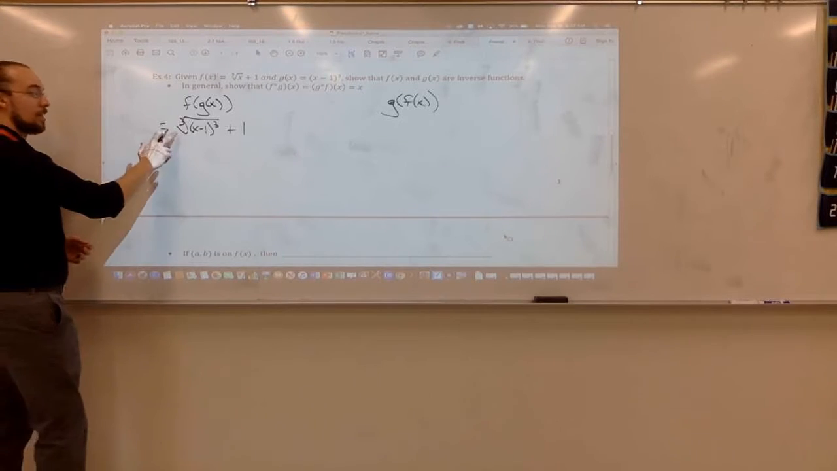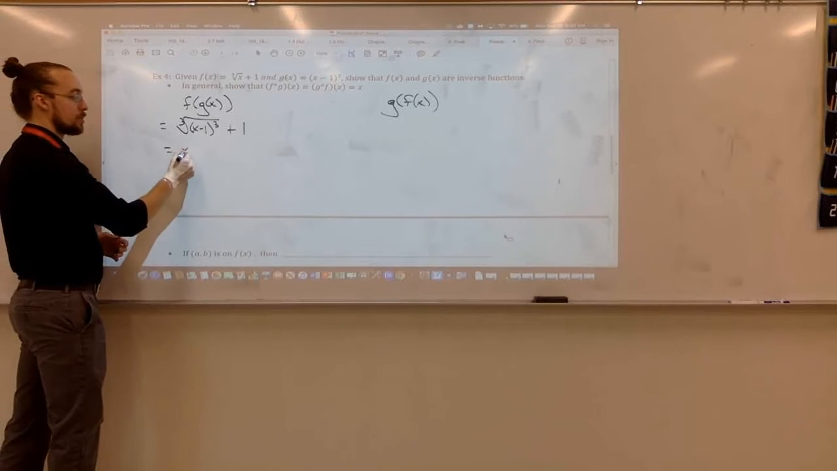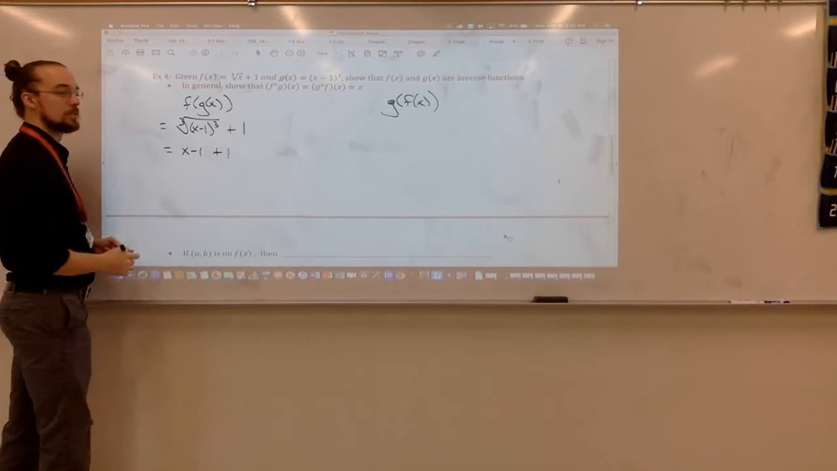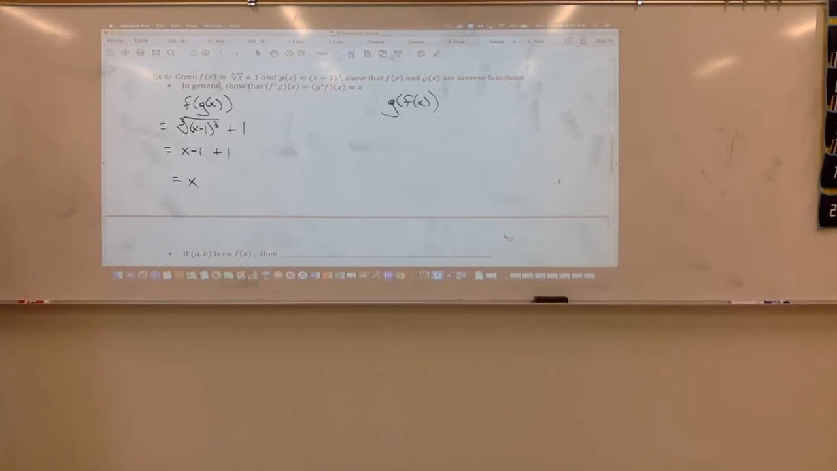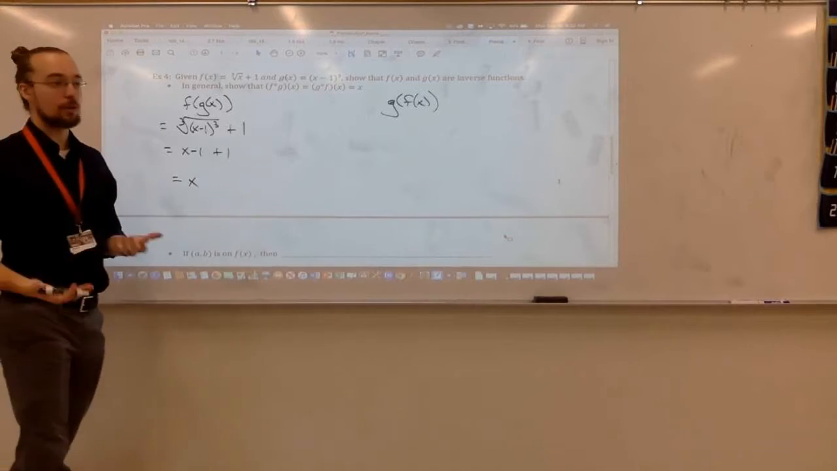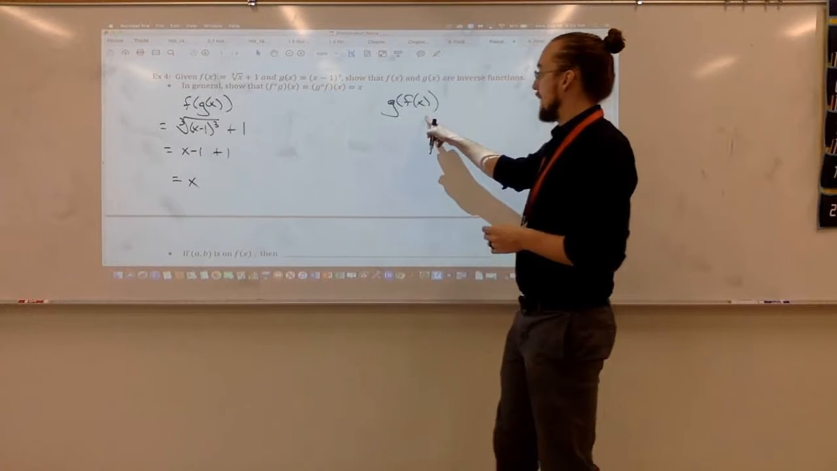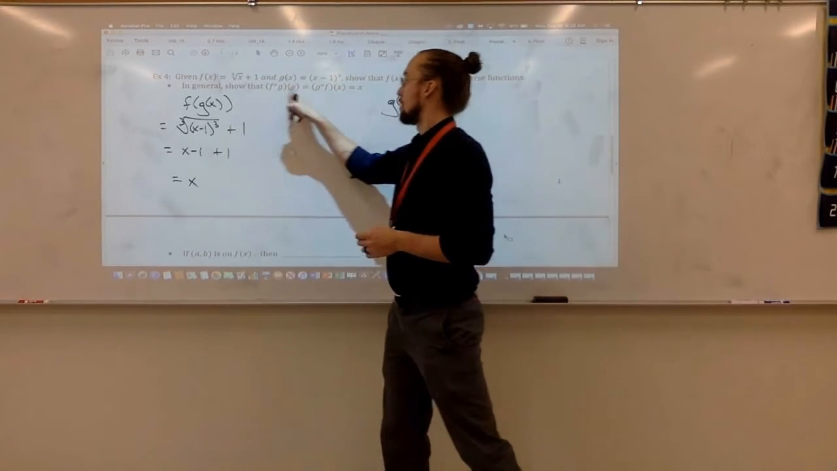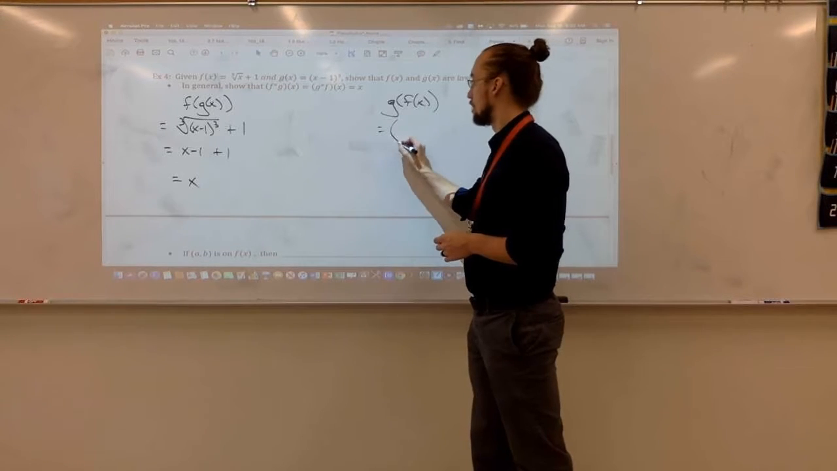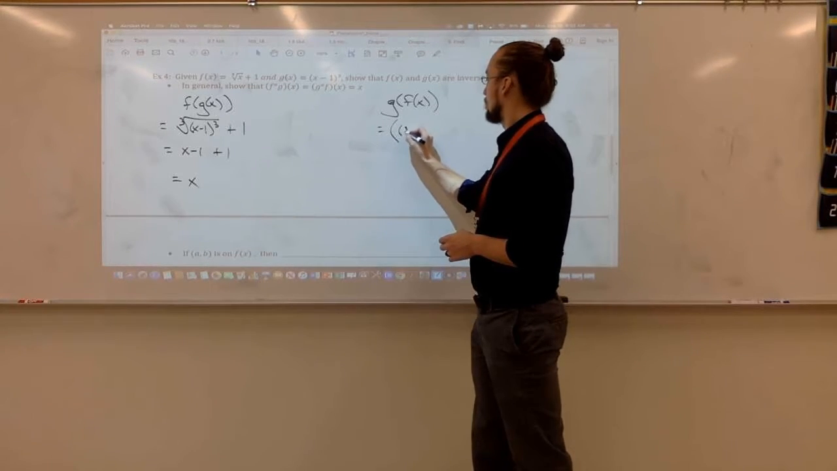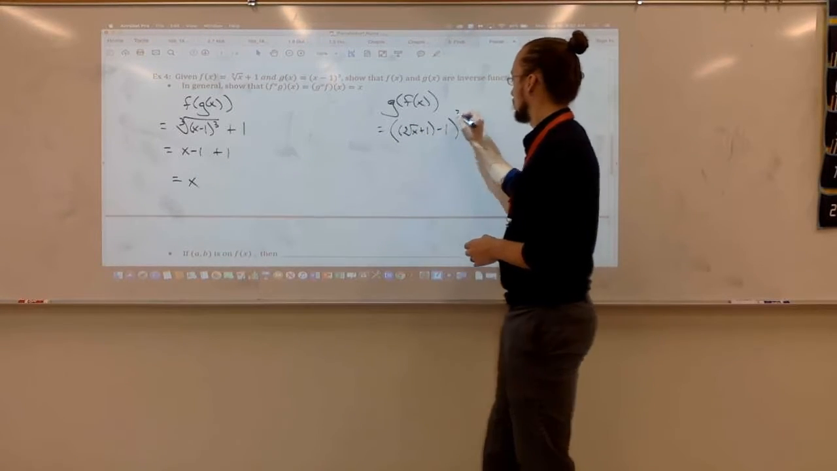Yeah, right? Cube root and a cube cancel each other out. So this will just be x minus 1 plus 1. So x minus 1 plus 1 is just x. Okay? We can't stop there, though. We have to test g of f of x as well. So I'm going to take the cube root of x plus 1 and plug it in place of x over here. So we get the cube root of x plus 1 minus 1 cubed.